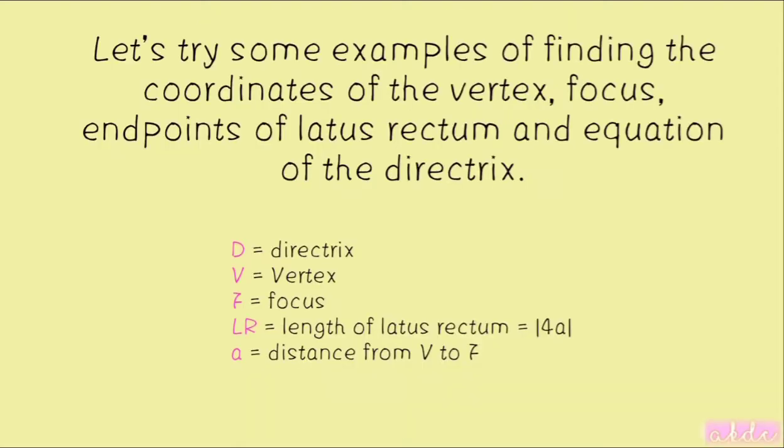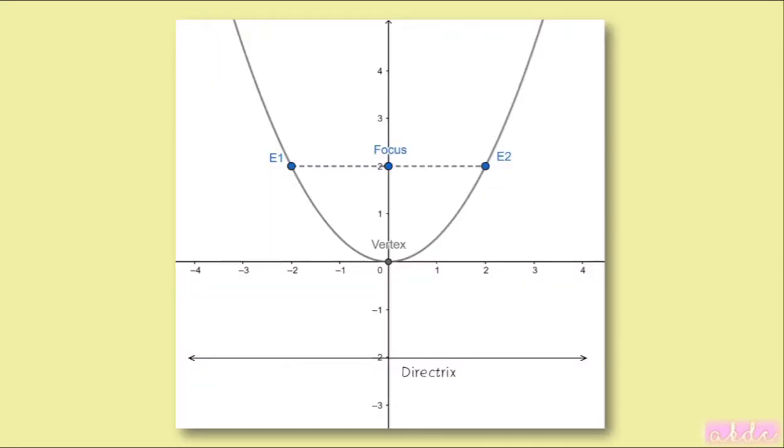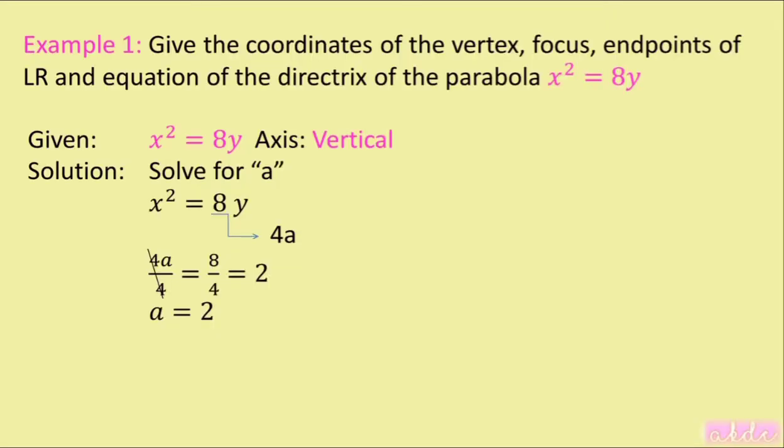Okay, so let's try some examples of finding the coordinates of the vertex, focus, endpoints of latus rectum, and the equation of the directrix. So again, this is how a parabola looks like. We have vertex, we have focus, we have endpoint 1, we have endpoint 2, and we have the directrix. So example number 1. Give the coordinates of the vertex, focus, endpoints of latus rectum, and equation of the directrix of the parabola x squared equals 8y.